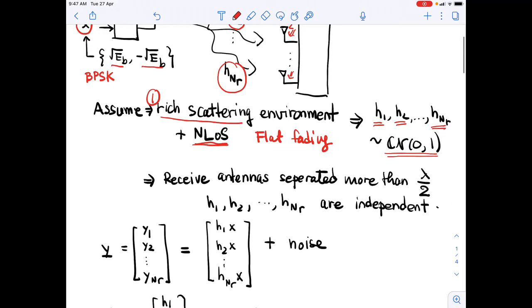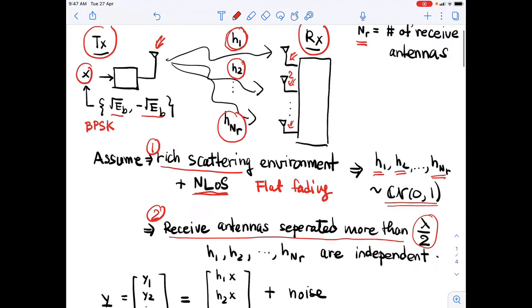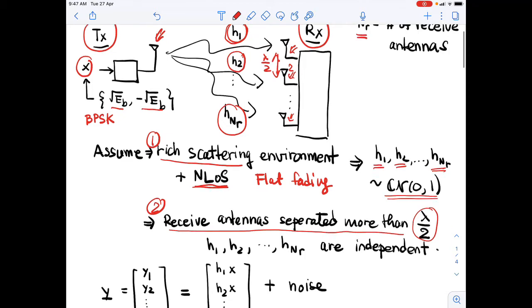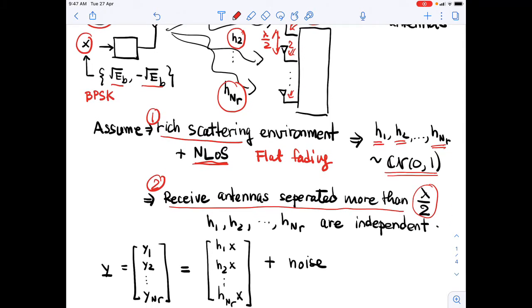The second assumption that we're gonna make is the receive antennas are separated by more than wavelength divided by 2. So all these receive antennas are gonna be separated by more than half of the wavelength. That means all the receive antennas are independent from one another. In another word, H1, H2 to HNR are independent. So all of these channel gains are behaving differently, not depending on one another. So that's gonna create diversity for us.